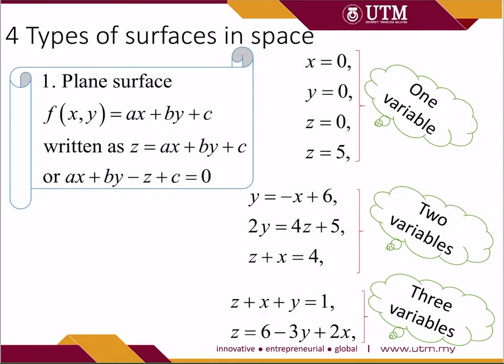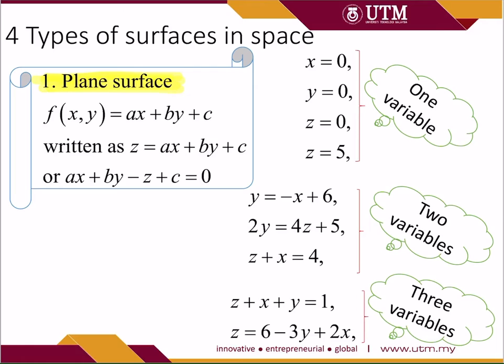Alright, now let's look at the first type. Okay, we have four types of surfaces in the 3D space. We look at the first one, which is the plane surface. Basically, this is the example, f(x, y) equal to ax plus by plus c.